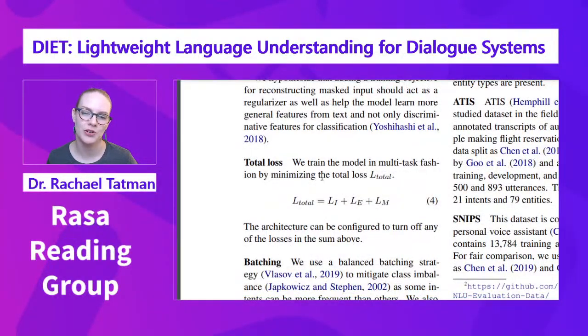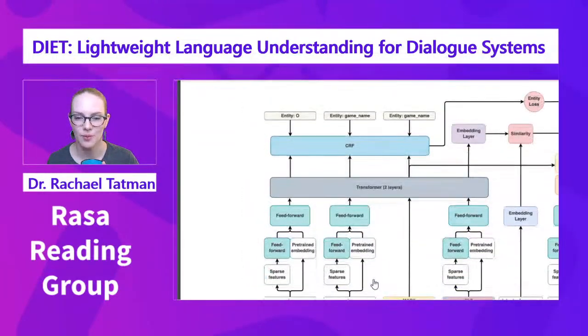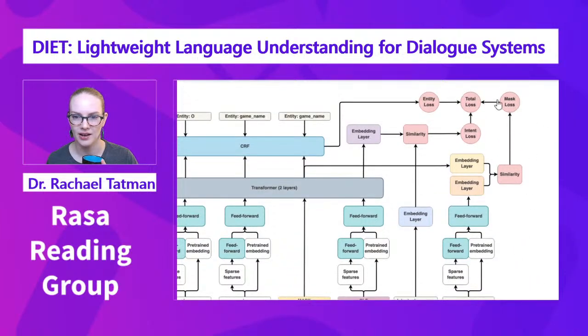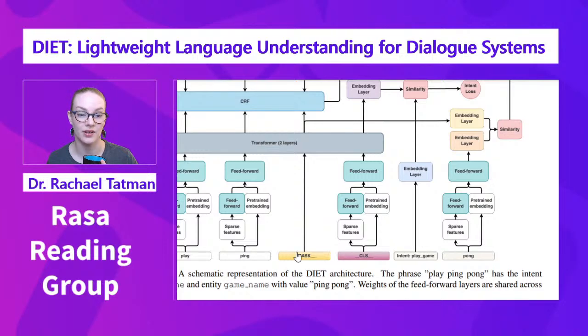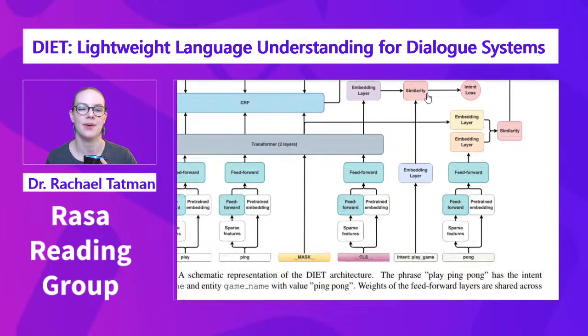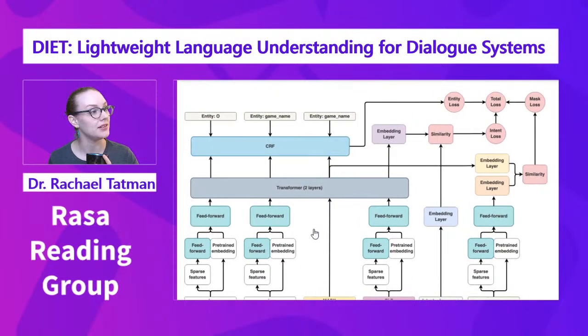Total loss. We train the model in a multitask fashion by minimizing the total loss. So the loss for the intents, the loss for the entities, and the mask loss. Okay, so the masking is the third loss. Yeah. And if we go up here, you can see we have the mask loss, so that's like the fill in the blank. Can you guess that correctly? We have the intent loss, where we're looking at how close our actual intent is to the intent that we identified. And then we have the entity loss: did we correctly identify these entities in this text string?